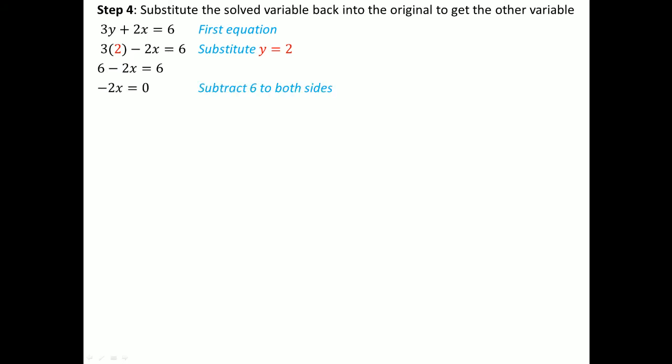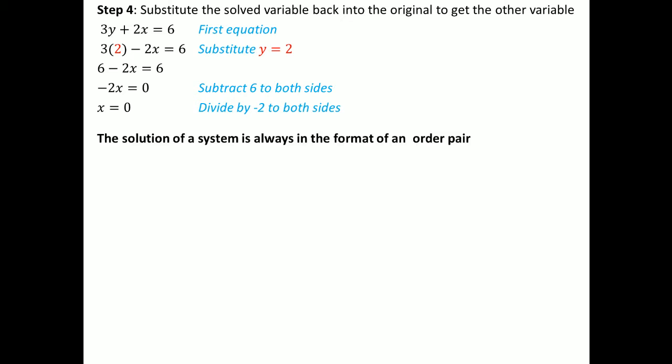In that process, I subtract 6 from both sides. 6 subtract 6 becomes 0. I have 2x equals 0. Divide by negative 2 on both sides. I get x equals 0. The solution of a system is always in the format of an ordered pair. So the answer is 2, 0.